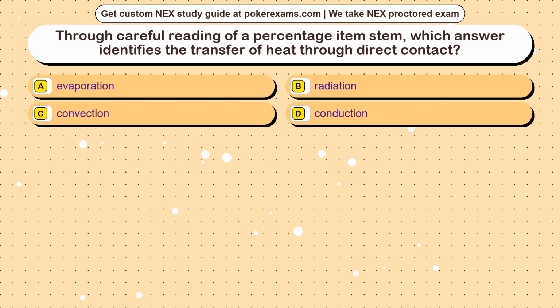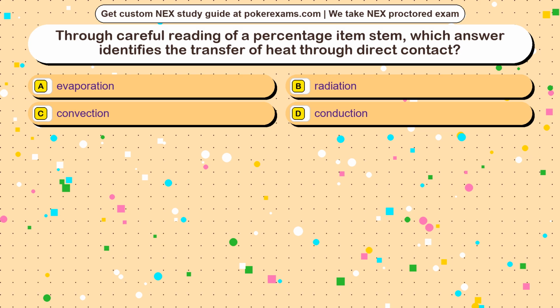Question 25. Through careful reading of a percentage item stem, which answer identifies the transfer of heat through direct contact? Option A, evaporation. Option B, radiation. Option C, convection. Option D, conduction.